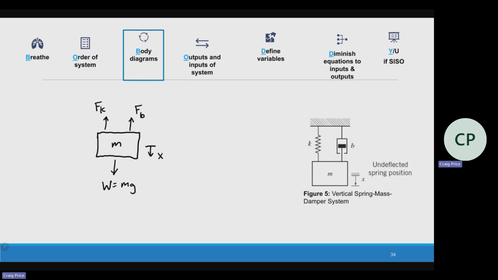This is my free body diagram. We need to find the forces. Note that the spring is the big part of it. So the spring starts at an undeflected position.